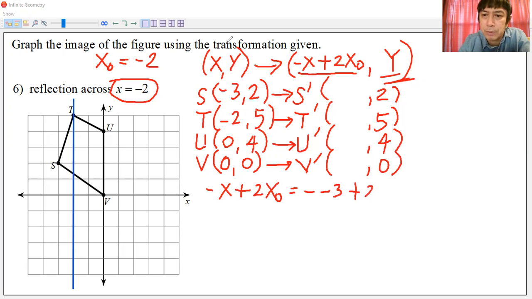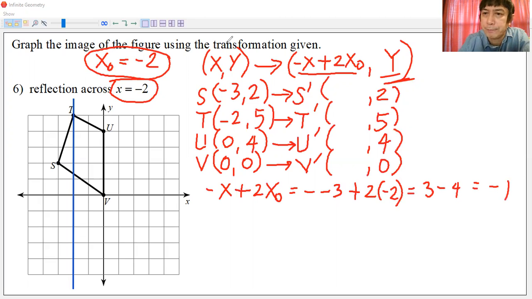Plus 2 times x of 0. X of 0 is the one over here. So that's times negative 2. Okay, negative 3 is a positive 3. And then this is minus 4. We have a negative 1. So the answer here is negative 1.